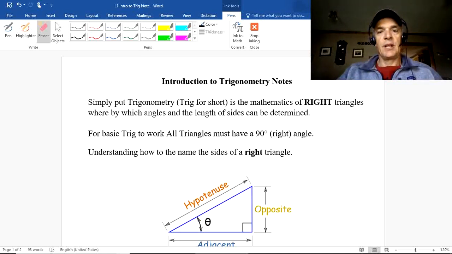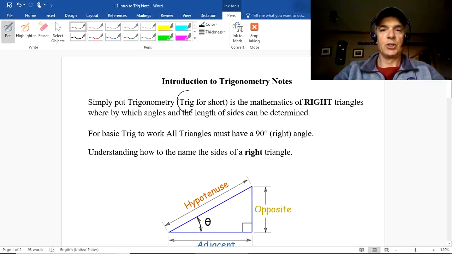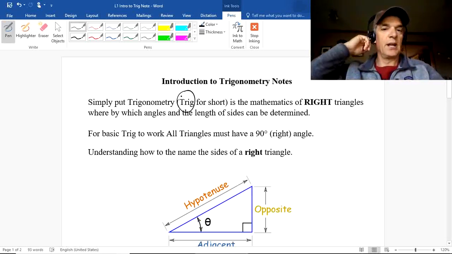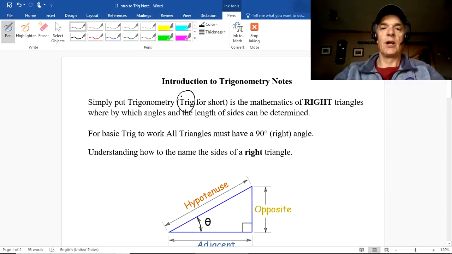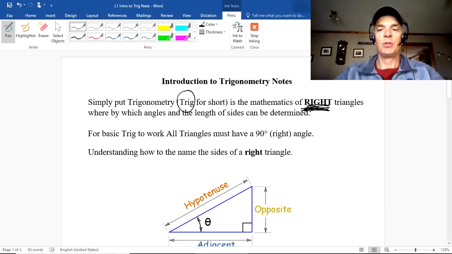For the most part, we refer to trigonometry as just trig. You'll hear me say trig all the time as opposed to trigonometry. It's just a simpler way of doing it. And it refers to right triangles. This is really important. I'm underlining this multiple times because it's really important to understand: just right triangles. It doesn't work with every triangle, only right triangles.